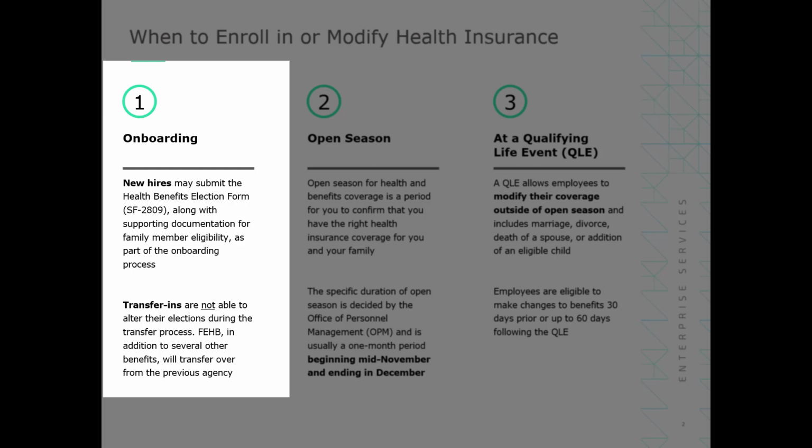You may either provide your local HR staff with your completed health benefits election form and supporting documentation on your entrance on duty date, or you may submit this form via the portal within 60 days of your EOD date. Please note, if you do not elect coverage within the first 60 days of your EOD date, you will be considered to have waived coverage, and you will need to wait until the next open season enrollment period to elect coverage.